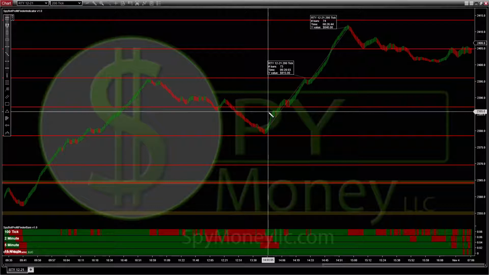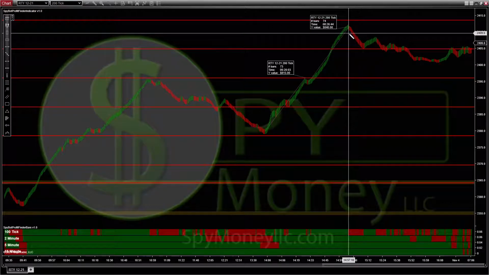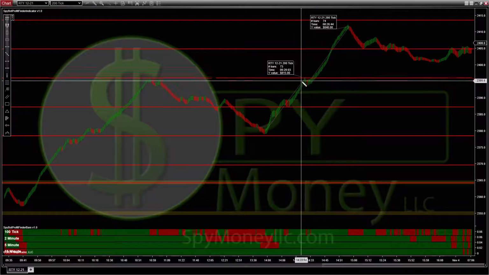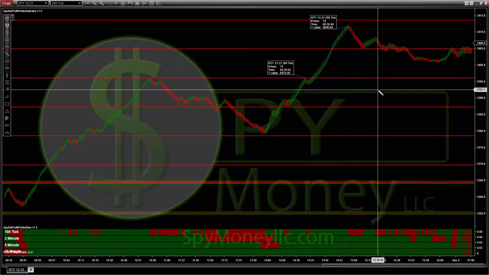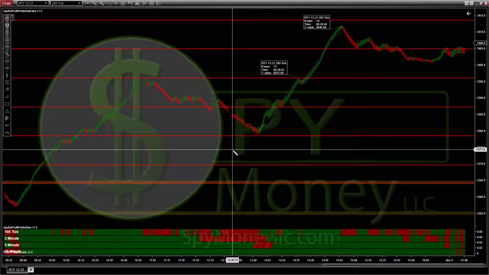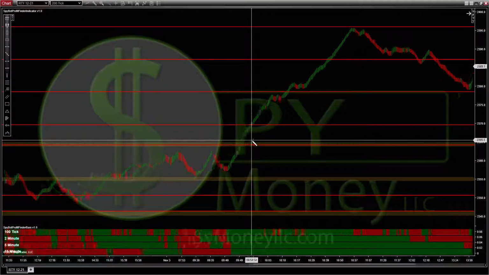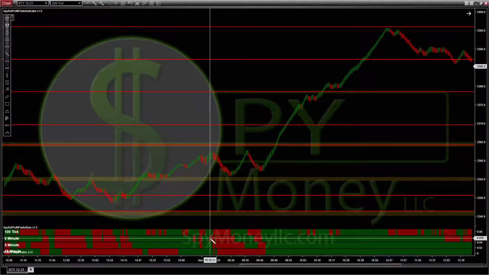what would be 2 o'clock to 15. So it's only like an hour, just right there. Or you could have just stayed in that trade the whole way. So it actually works really well. I'm real happy with it. I trade with it. I like this.